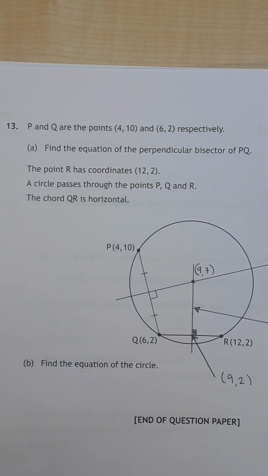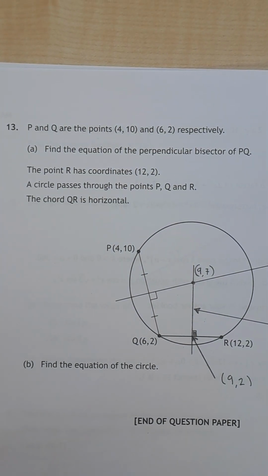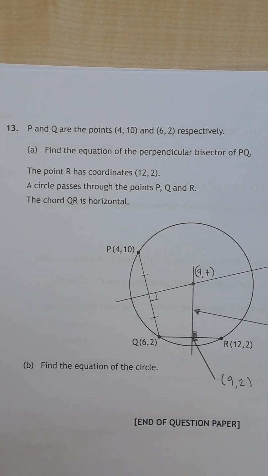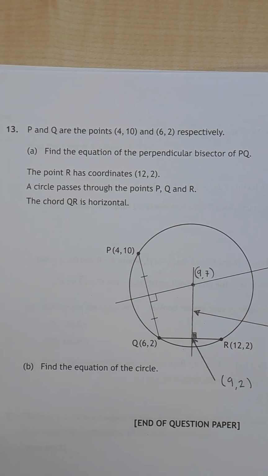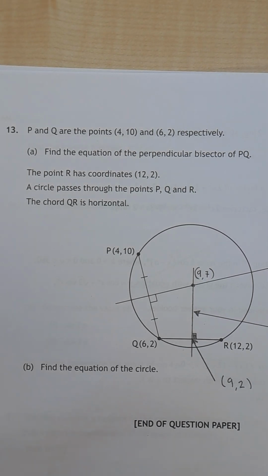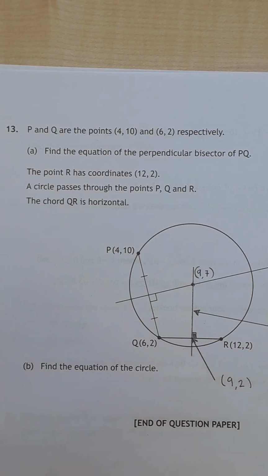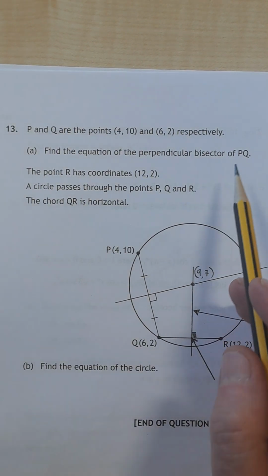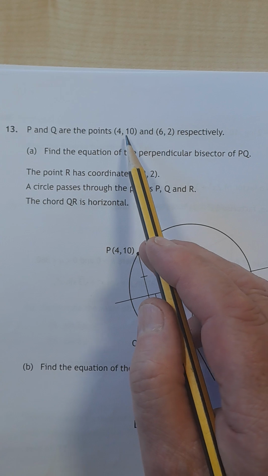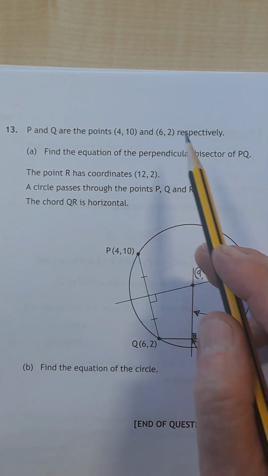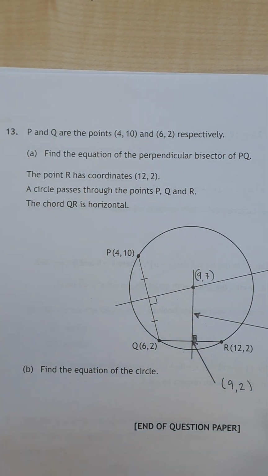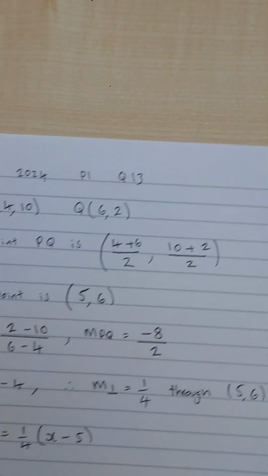Hi guys, Mr. Lee's here doing the SQA Higher paper from 2024, paper 1, and we're doing question 13, 13a at the moment, where we have to find the equation of the perpendicular bisector of PQ, where P is (4, 10) and Q is (6, 2). So let's get on with that.